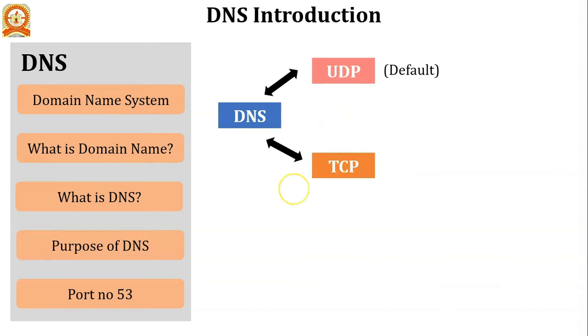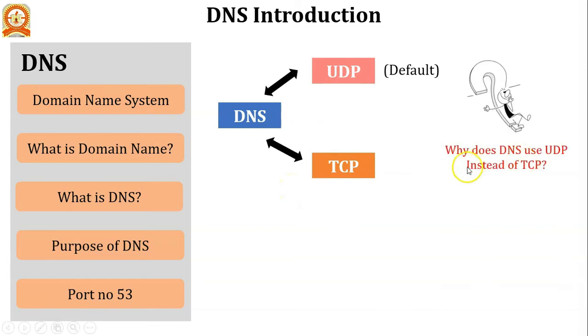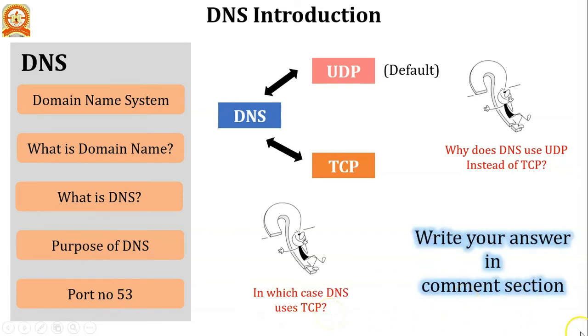Here there are two questions in my mind. The first question is, why does DNS use UDP instead of TCP? The other question is, in which case does DNS use TCP instead of UDP? Write your answers in the comment section.